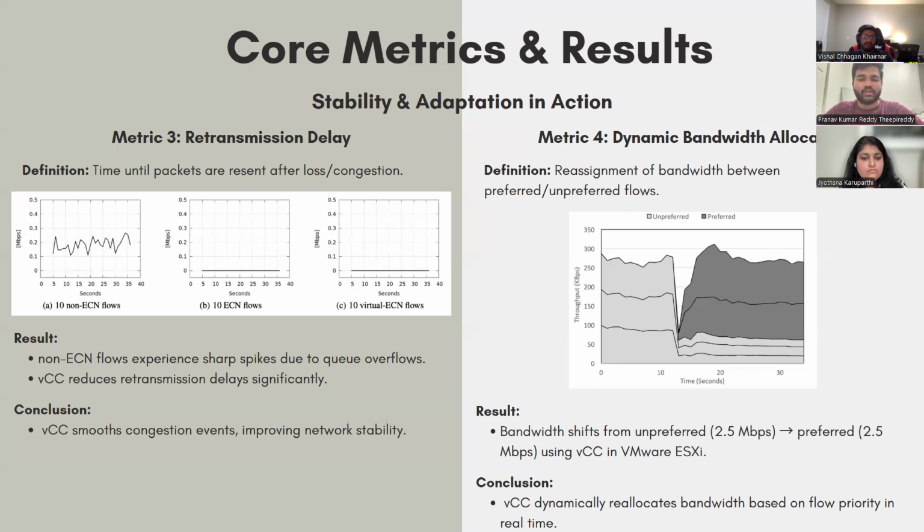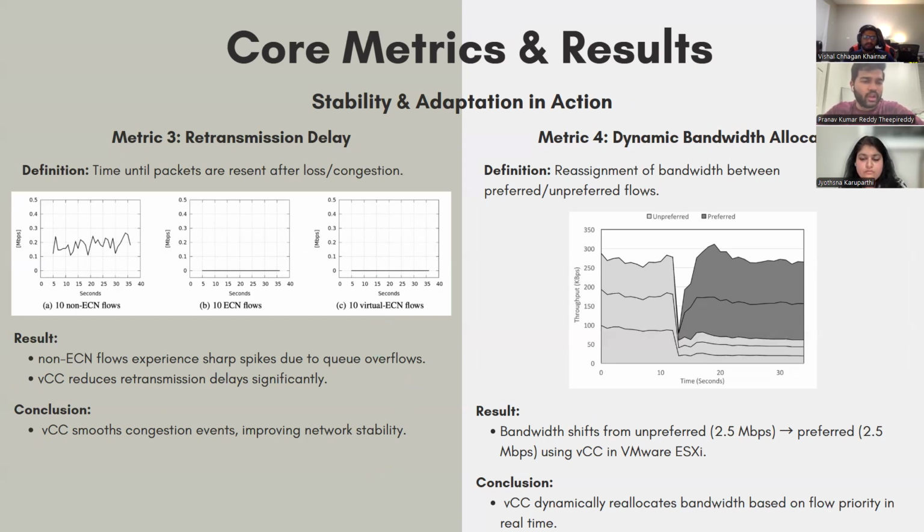I would also like to say that with dynamic bandwidth allocation on VMware, VCC used port tagging to identify preferred versus non-preferred flows. It then dynamically shifted bandwidth towards preferred flows in real time. This shows that VCC isn't just fair, it's flexible and adaptive to changing workloads and priorities. Coming to the result of the metric three, I would like to say that the non-ECN flows experience sharp spikes due to queue overflows.